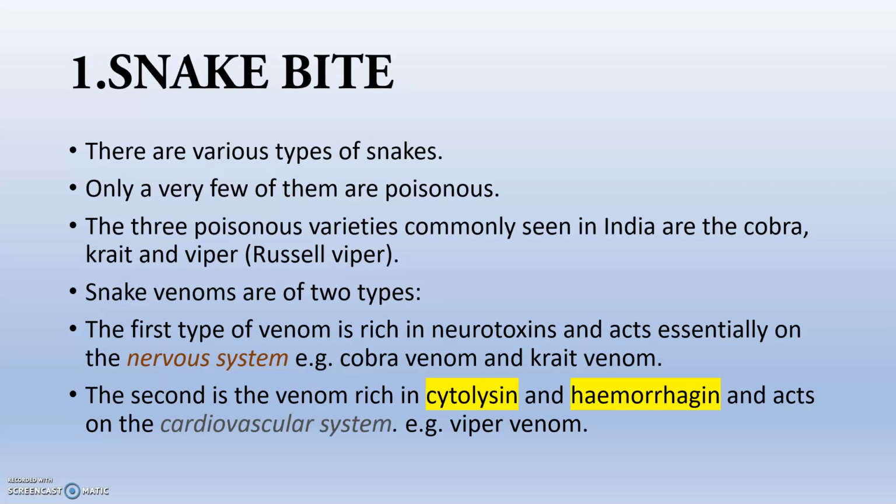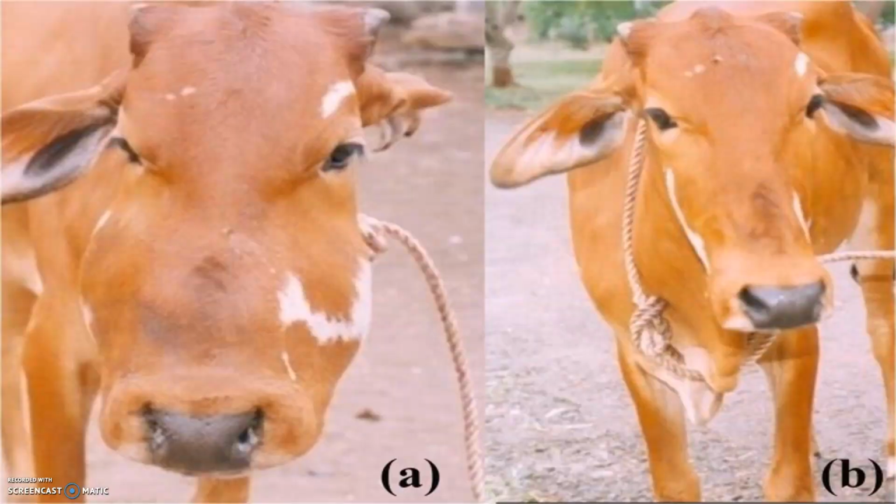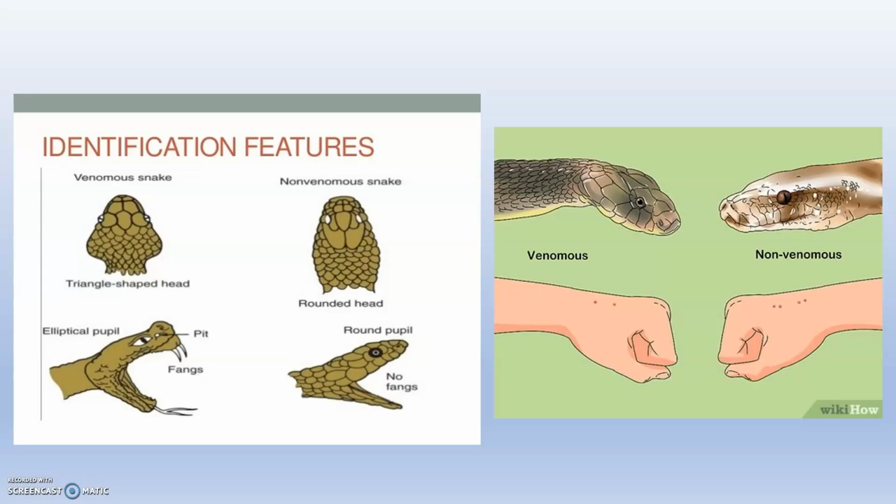Next is the venom rich in cytolysin and hemorrhagin. That is hemotoxic, putting its action completely on the cardiovascular system. That is viper venom. That is hemotoxic, toxic for blood. Next is the cobra venom. That is neurotoxic, toxic for the nervous system. So these are actually the bites seen in cattle.